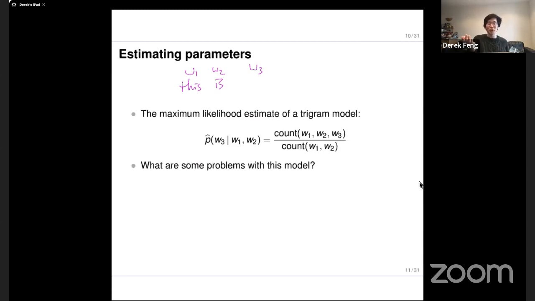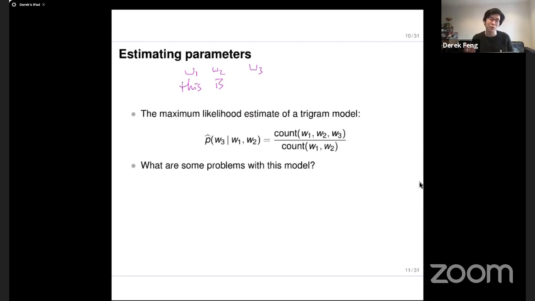What if count(W1, W2) equals 0? Yeah, so the point here is that if you don't have the particular counts, if you just don't see particular words, then you're not going to be able to calculate these maximum likelihood estimates.